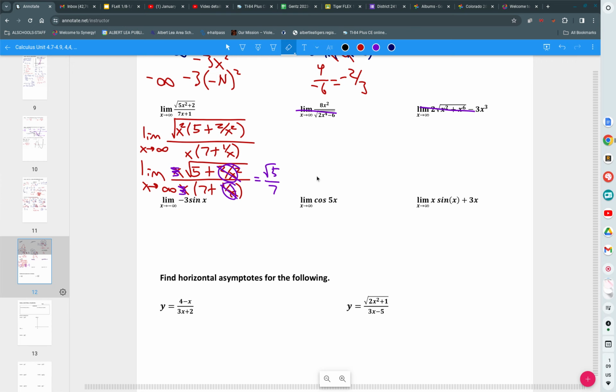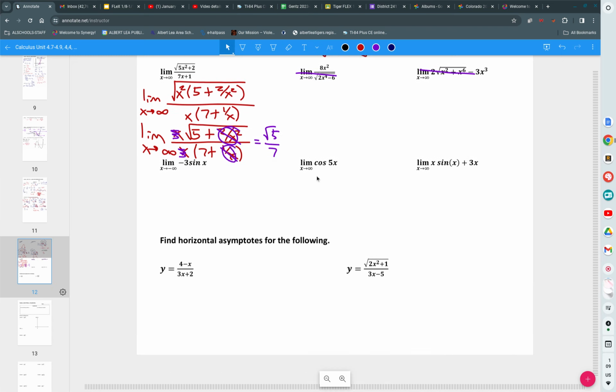And then for your last one here, some people say, well, if it involves sine, it must not exist. That's not the case. This one, the limit does exist. I'm going to start by factoring out an x. Limit as x goes to infinity. If I factor out x, what are we left with? Just my sine of x plus 3, right? We all good with that?